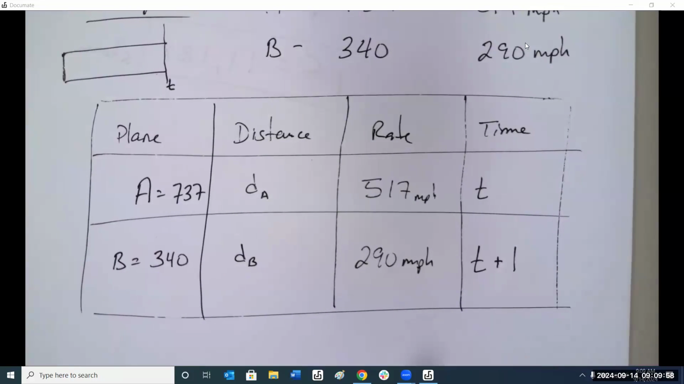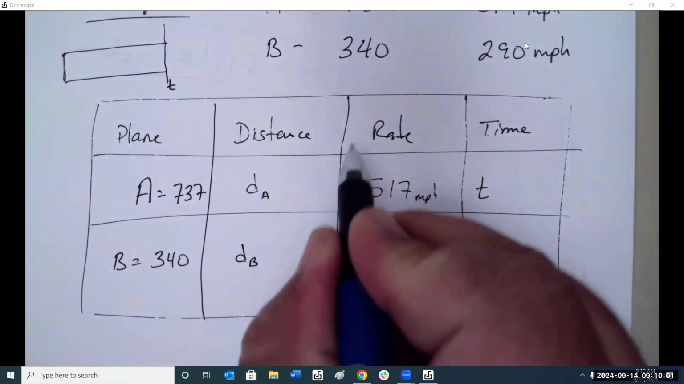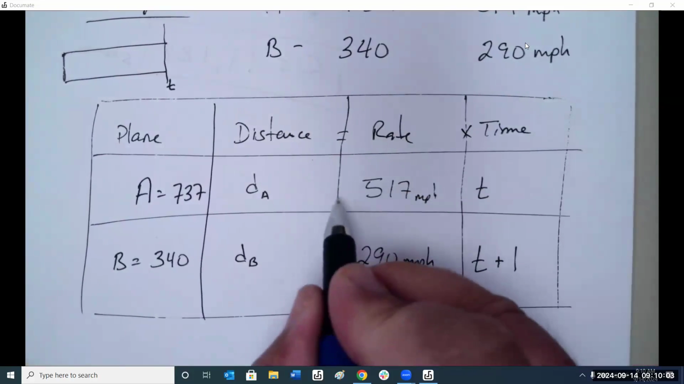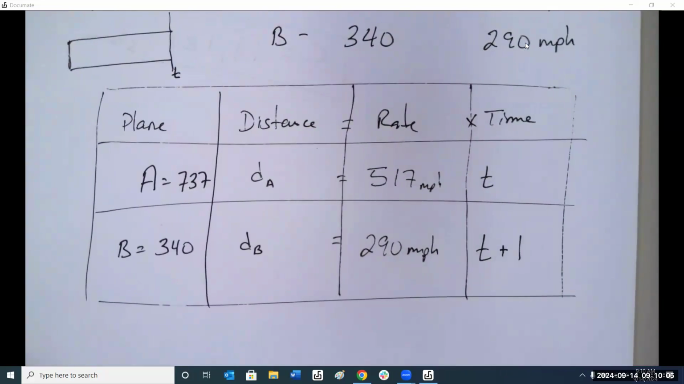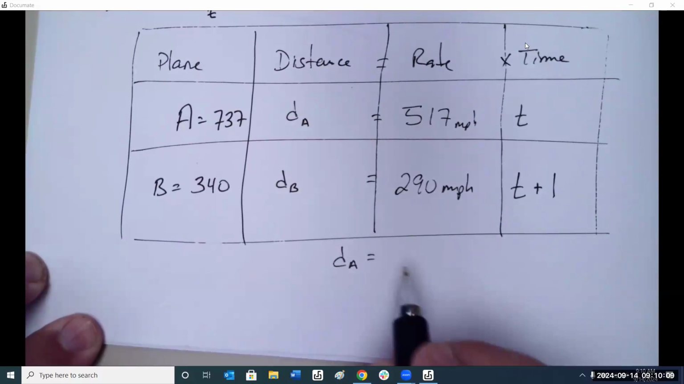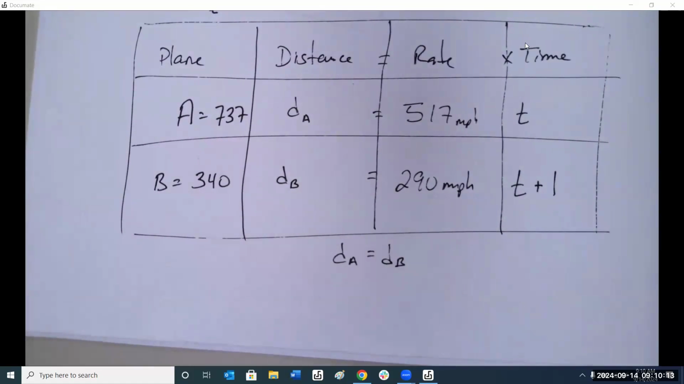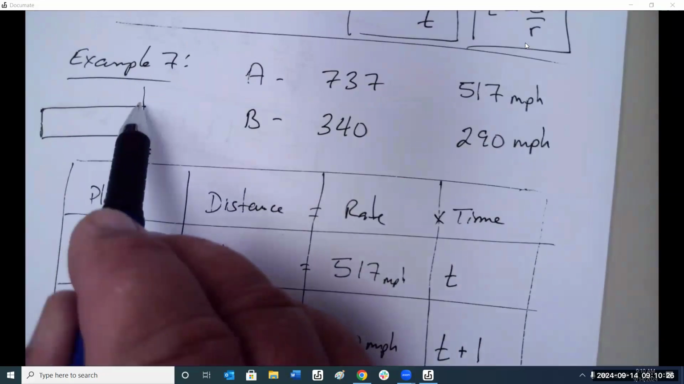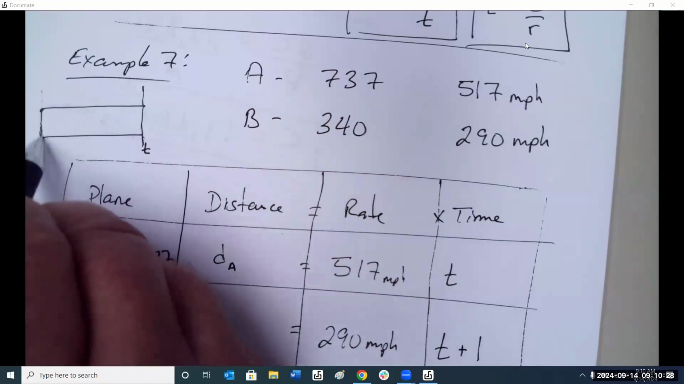Now we have our equation. We have distance equals rate times time. So the distance of A equals the distance of B. Plug in what we know. You have to look at it in a structured format. You have to first ask yourself, what is the question asking for? It's asking for time. The time of what? The time when the two airplanes are the same distance from where they started.